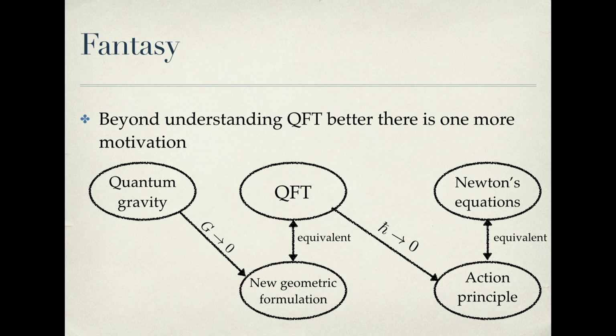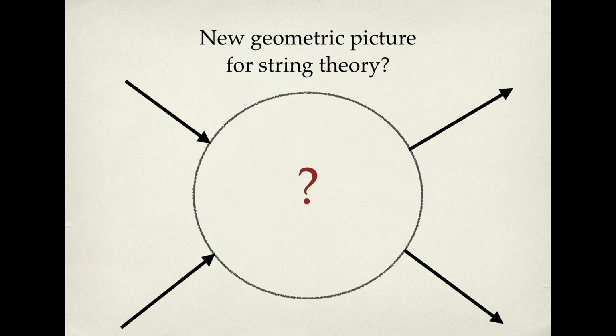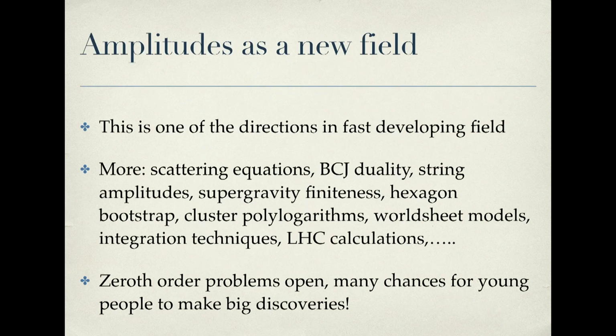But the future will say. Of course, we have a theory of quantum gravity, and that's string theory. And we have string interactions which look very much like Feynman diagrams, but they are interactions of strings, not point-like particles. So in this fantasy world, maybe the right question is, what is the new geometric picture for string theory that might eventually lead us to the theory of quantum gravity?